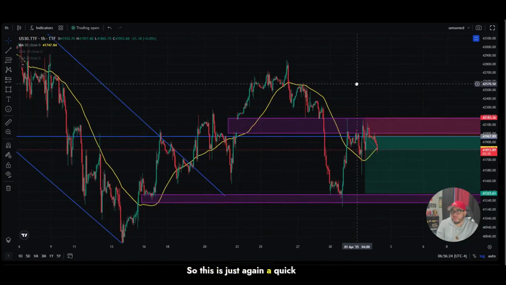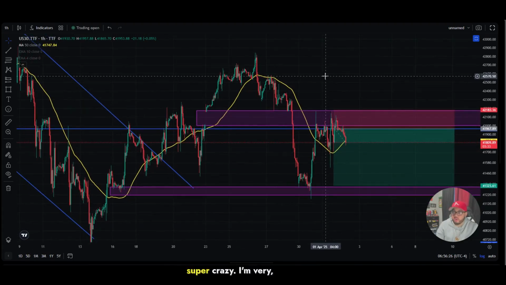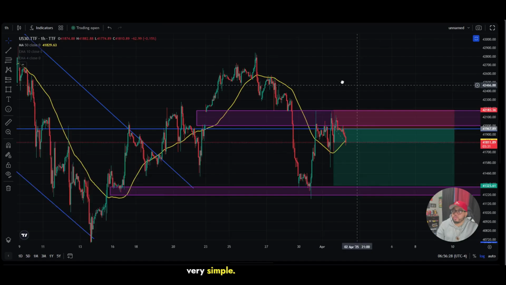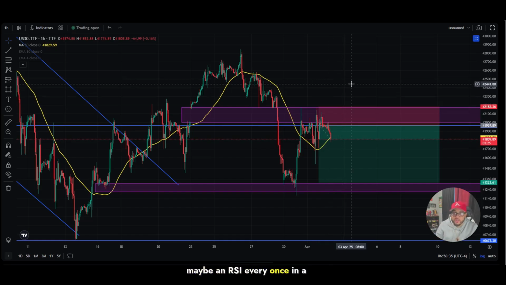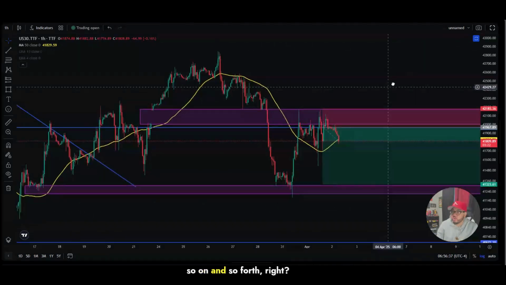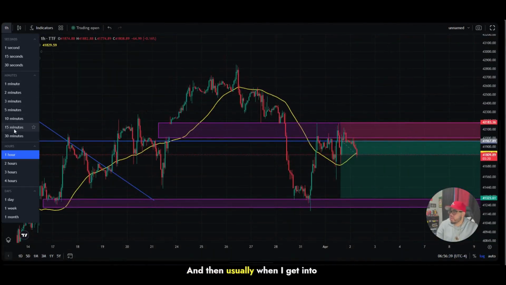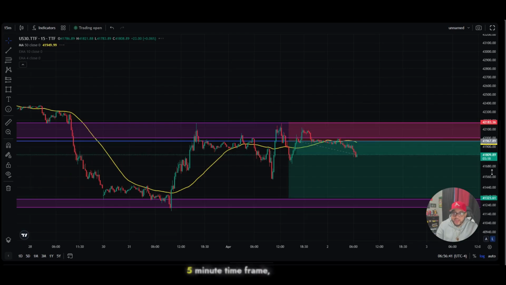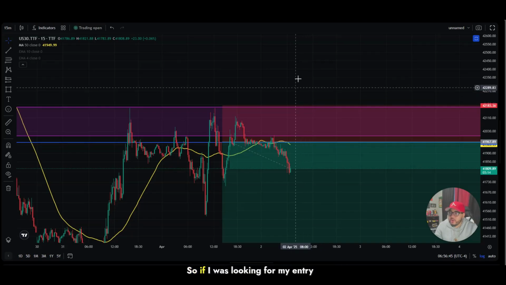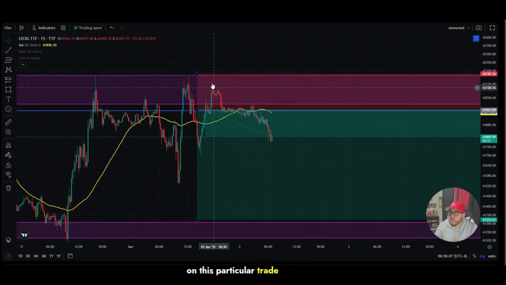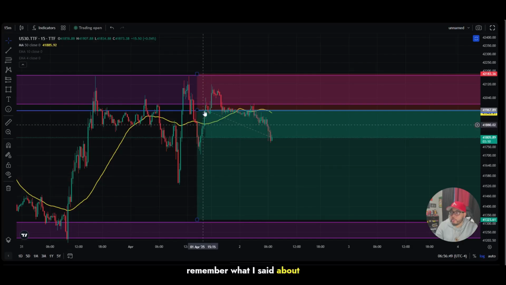Right, so this is again just a quick little breakdown. Nothing super crazy. I'm very simple: price action, support resistance, some trend lines, maybe an RSI every once in a while looking for momentum. And then usually when I get into the 15-minute to the 5-minute time frame, that's when I'm looking for my entry, right?